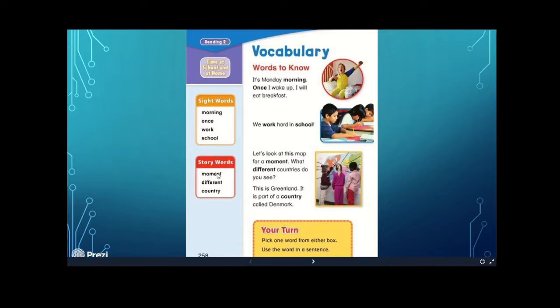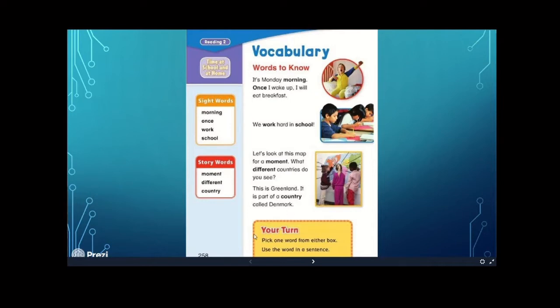Moment, different, country. Look at the image. What are they doing? What is this? Let's find out. Let's look at this map for a moment. What different countries do you see? Can you see the country they are looking at? This is Greenland. It is part of a country called Denmark. So that's the country. It's Denmark, and they're looking at this map.